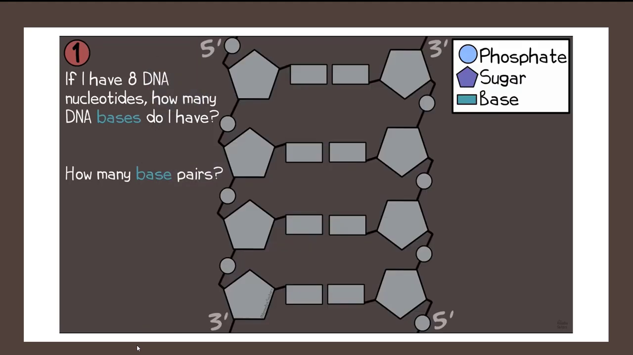The answer: each nucleotide, regardless of whether it's a DNA or RNA nucleotide, has a phosphate, sugar, and a base. So 8 DNA nucleotides would have 8 bases.